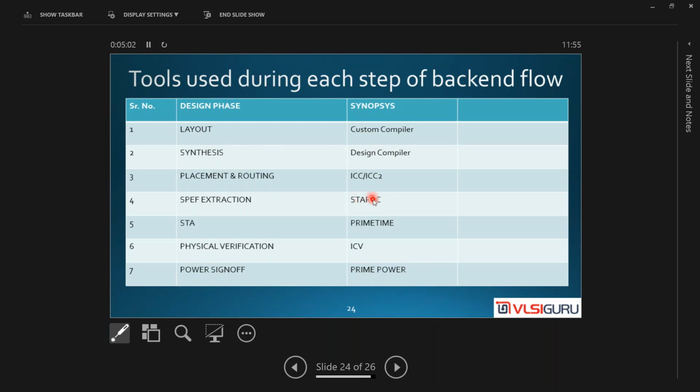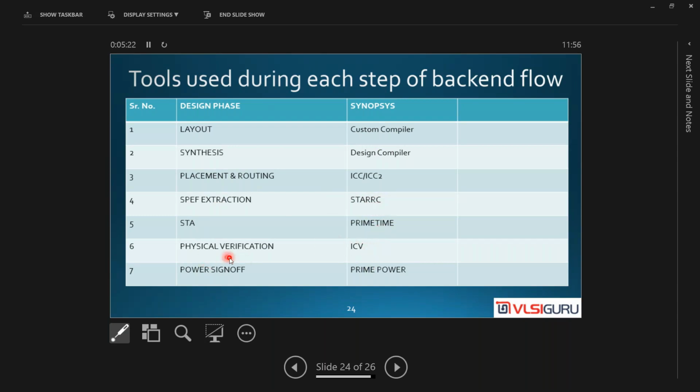I told you we are doing timing sign-off. Star RC we are using for that, SPEF extraction. We are doing STA, static timing analysis using Prime Time. To work with Prime Time, we require SPEF, which is extracted with Star RC. So you get the exposure of Star RC also, right?